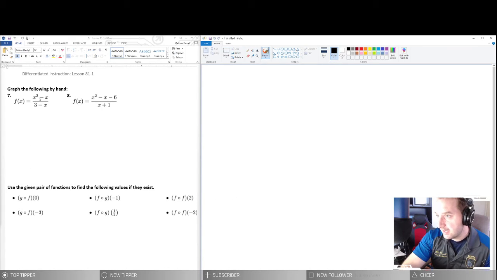So even just looking at these, they both have oblique asymptotes because the degree on top is larger than the bottom. The degree on top is larger than the bottom. So you're just going to have to use polynomial long division to find that oblique asymptote.